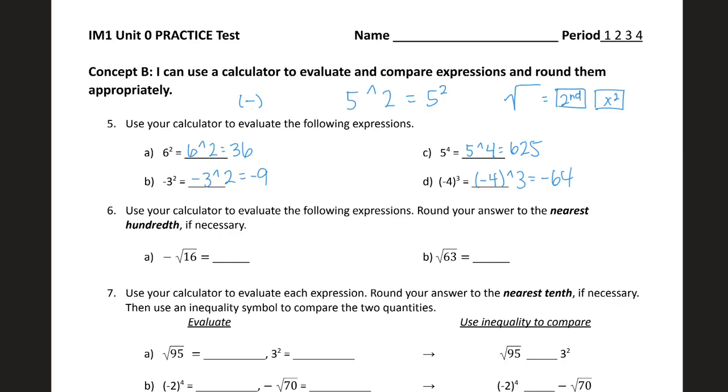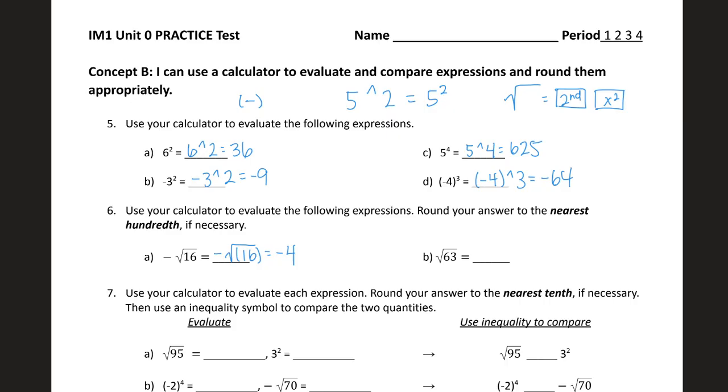All right. Doing the next one for 16, remember when we're doing square root, again, we want to make sure we're hitting the second button and then the x squared button. So the first one, when you type this in your calculator, it's going to look like negative with square root and then 16 and then close your parentheses. When you put that in your calculator, you should get -4. And then the last one here, square root of 63.